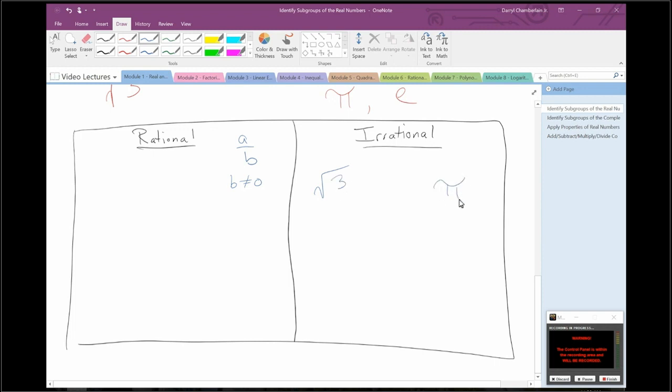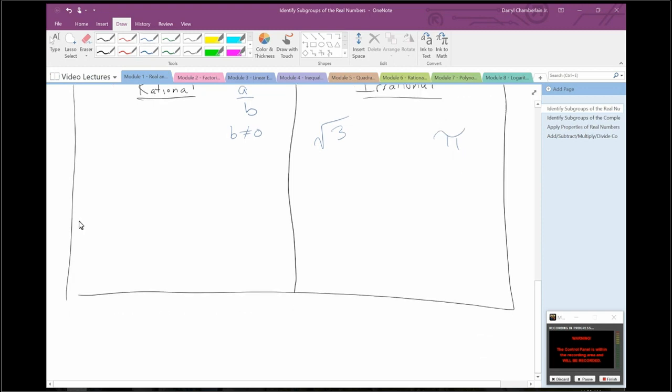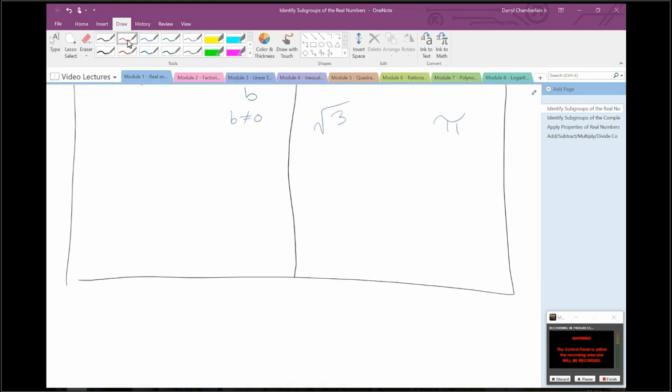Though we should be careful, because if I say something like the square root of 4, well, I could rewrite that as 2. And that's not quite an irrational number, because again, its decimal form is ending, and I can write it as a fraction of integers. So we'll want to be careful about that.